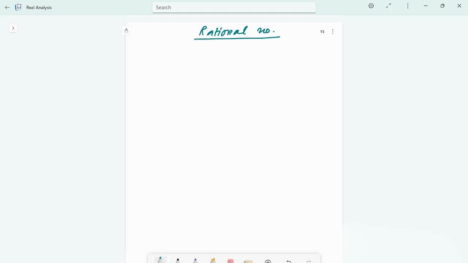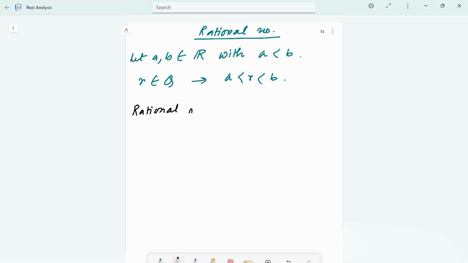We will first write the statement: let A and B belong to R, real numbers, with A less than B. Then there exists R which belongs to the rational numbers such that A is less than R and R is less than B. What is the meaning of it? The meaning is you can always find a fraction or a rational number between any two real numbers.